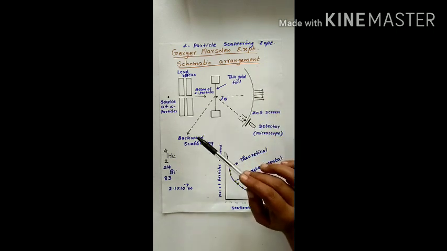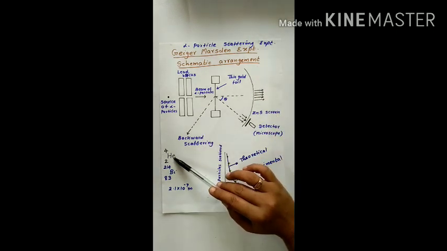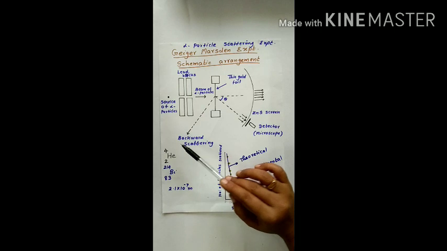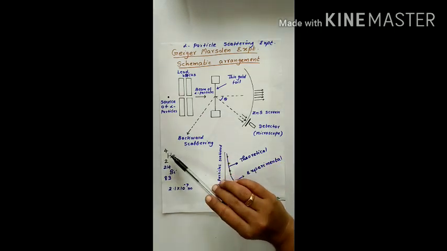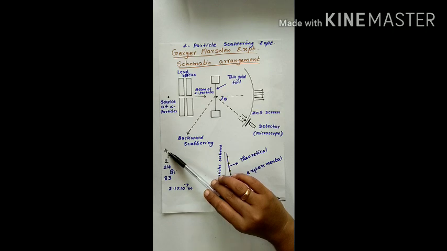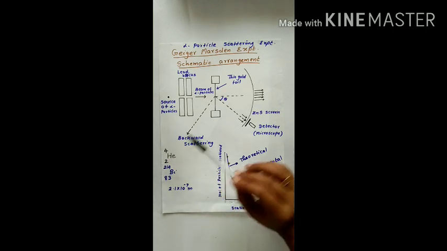So, what is an alpha particle? It is a helium ion, that is, a helium atom from which both electrons have been removed. It has charge equal to plus 2e and mass nearly 4 times the mass of a proton.